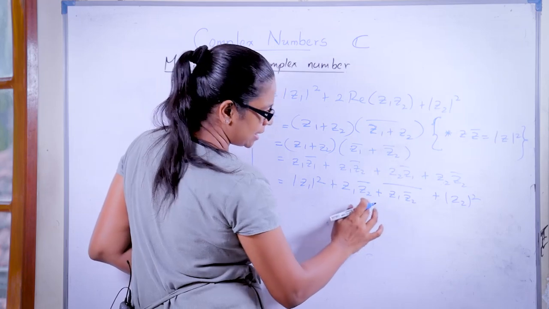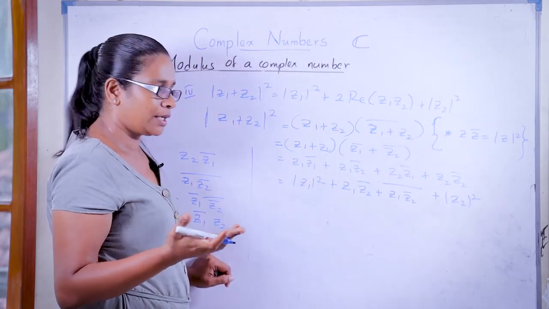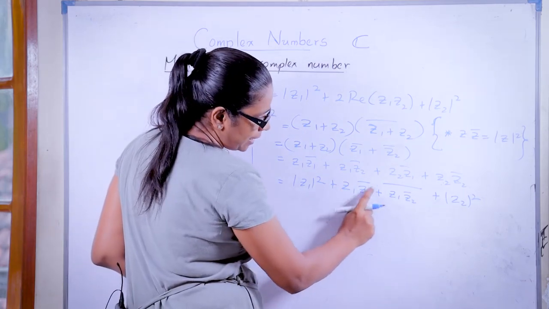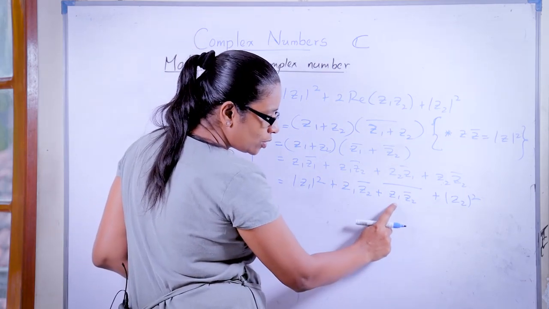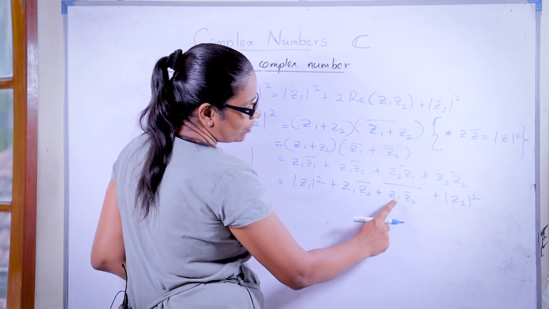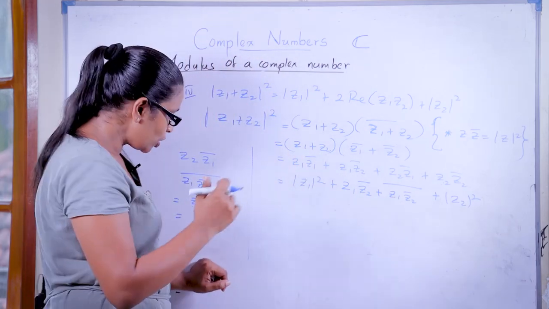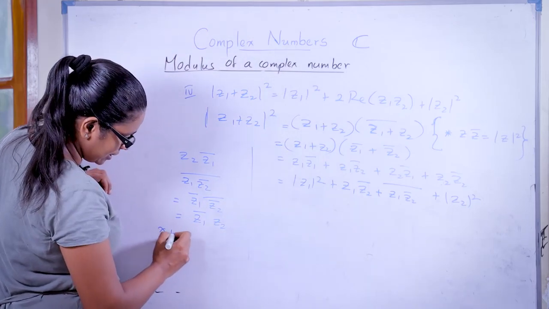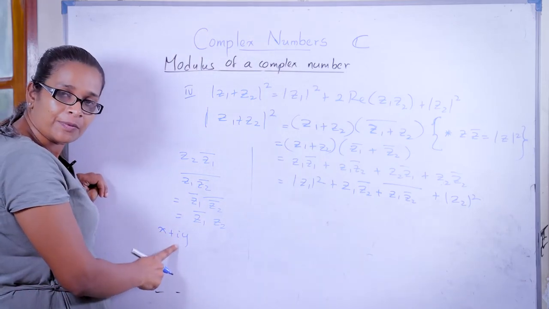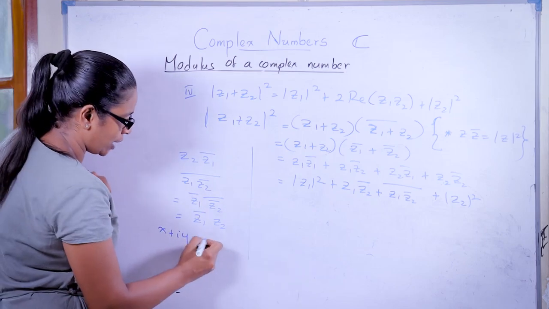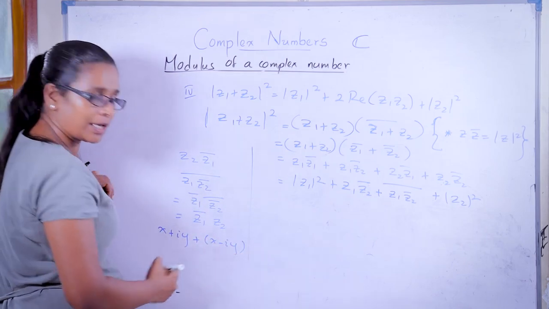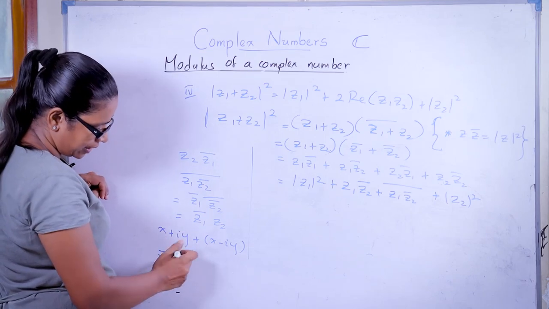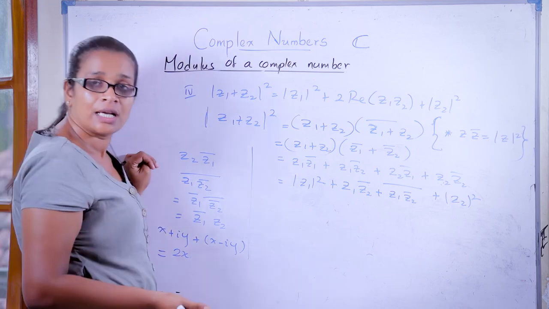I will explain this one using x plus iy. I think it will be very easy for you to understand. There's a complex number and also there's the conjugate of that complex number. So when you add these two, what will happen? You are going to add a complex number x plus iy with its conjugate, x minus iy. When you do the addition of these two, 2x will be the answer.